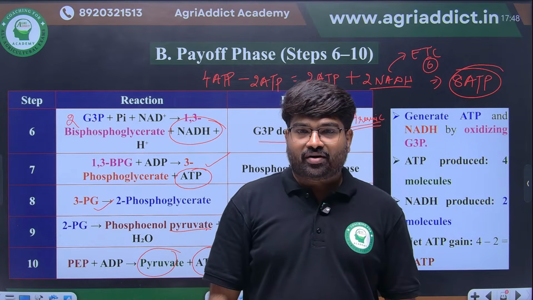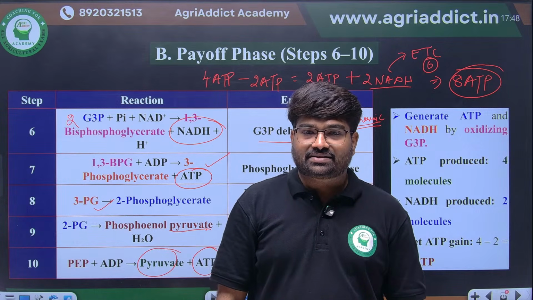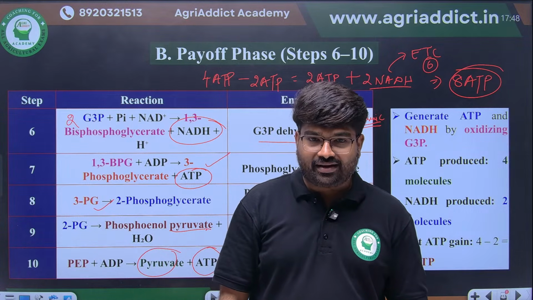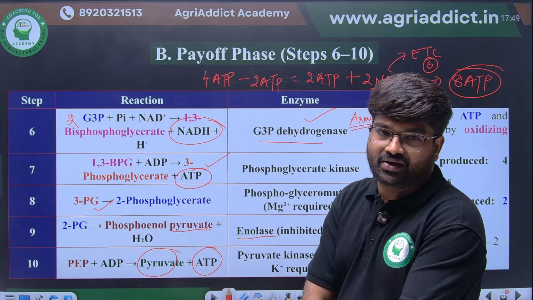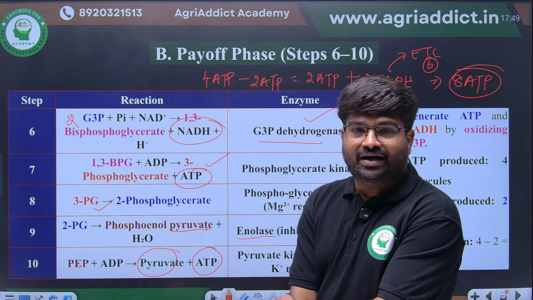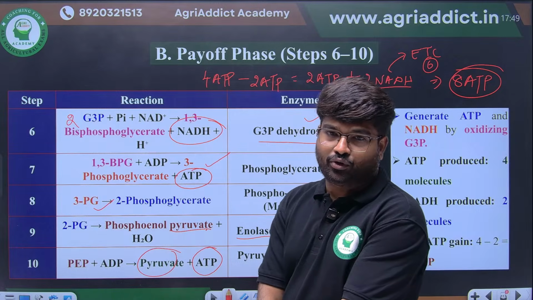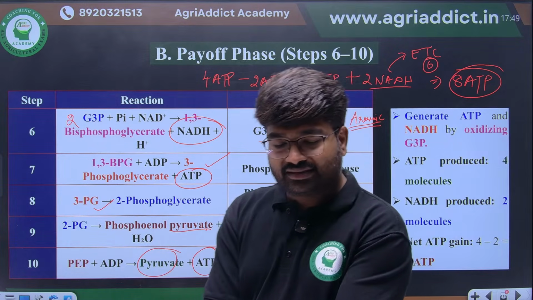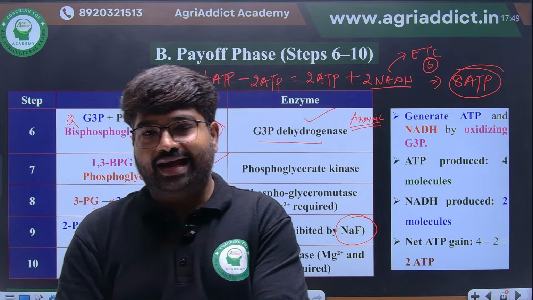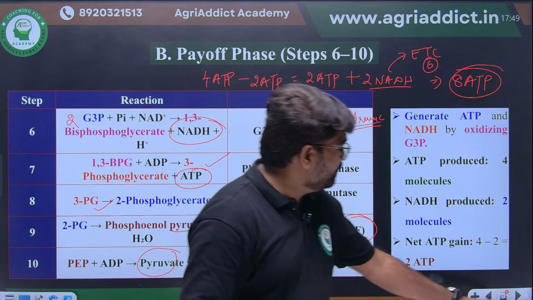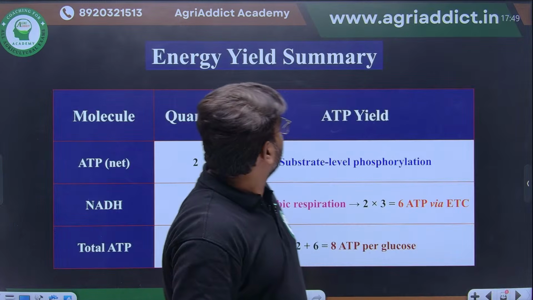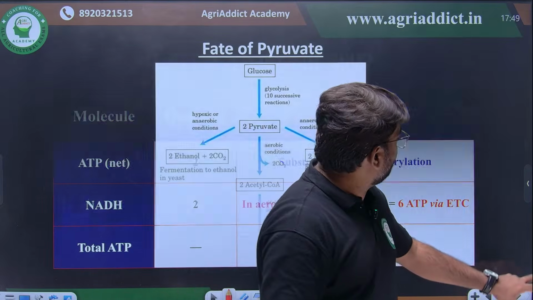This is very important. If glycolysis is happening under anaerobic condition, the NADH will not be reoxidized. In that case, only 2 molecules of ATP will be produced. I hope this is clear. This is a repeated question also. Under anaerobic condition, only 2 molecules of ATP will be produced. This is a summary of what we have already seen.